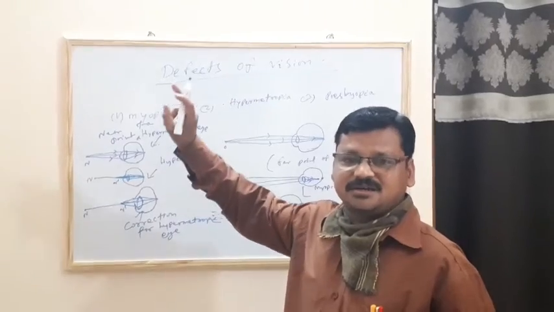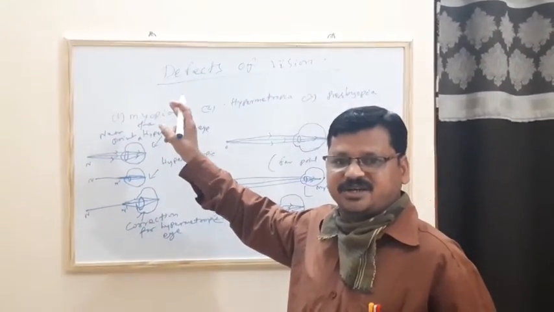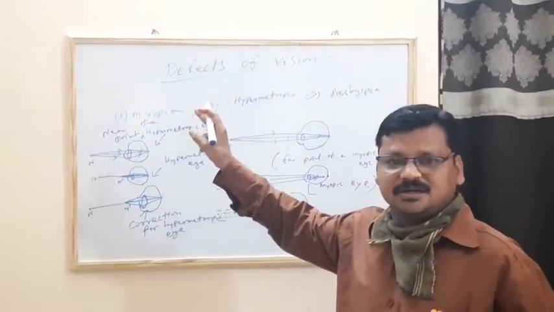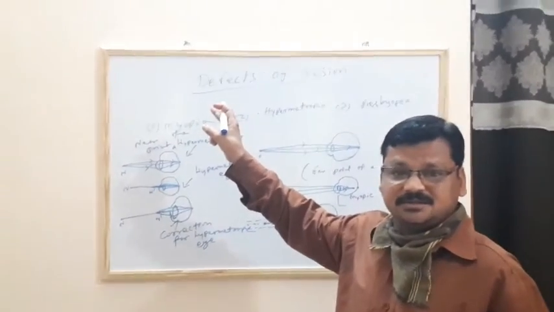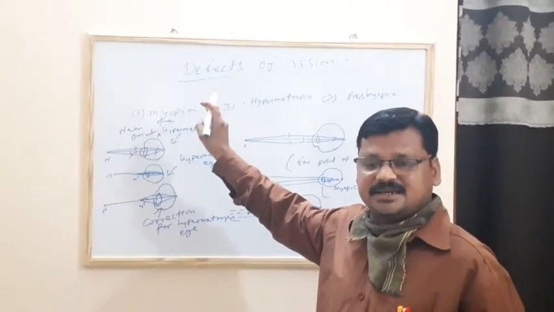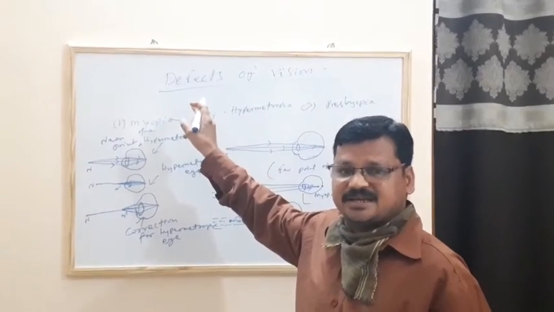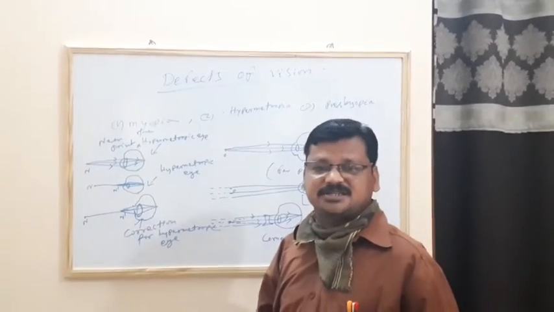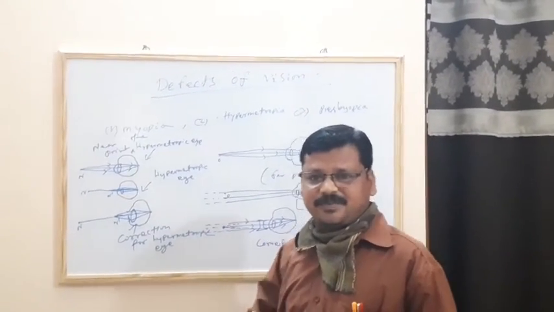Okay, how does the light ray pass through the front part, the cornea, and pass through the pupil, and when it goes through the eye lens, it refracts, and a real and inverted image is formed in the eye. But what happened?